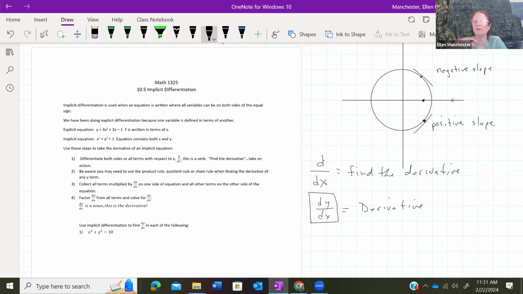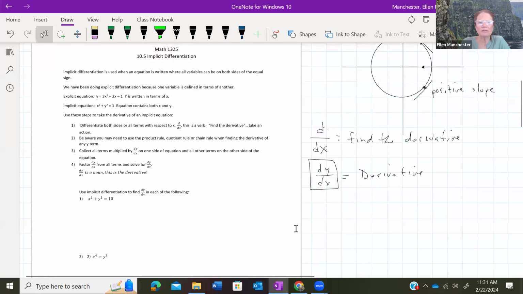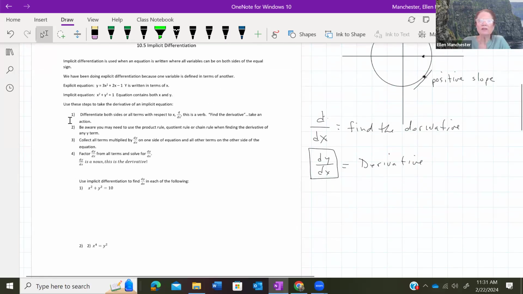So remember, derivative is the instantaneous rate of change. So we should be able to find the slope at a very specific point, even if we have x's and y's. Okay, so here's how this works. You're going to differentiate. That just means find the derivative on all terms with respect to x. So that's your d dx.